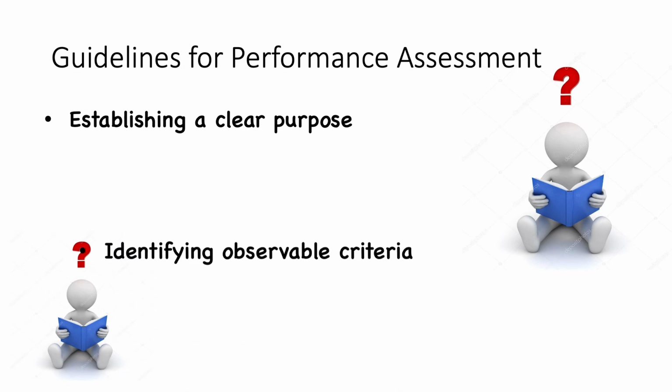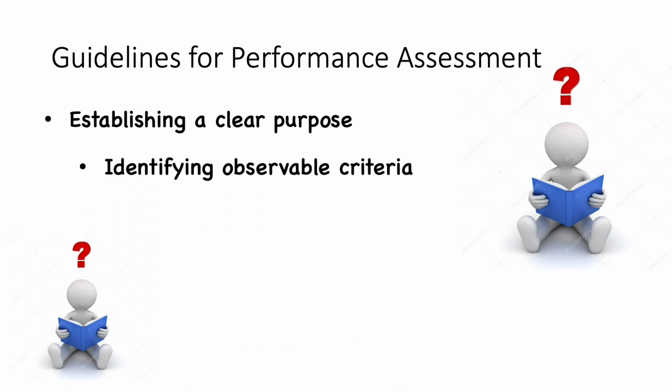Next guideline is identifying observable criteria. These criteria of good performance are made clear to students at the beginning of the teaching-learning process to help them focus on their learning. These observable criteria also help the teacher or anyone assessing for that matter make his observations more systematic and focused.